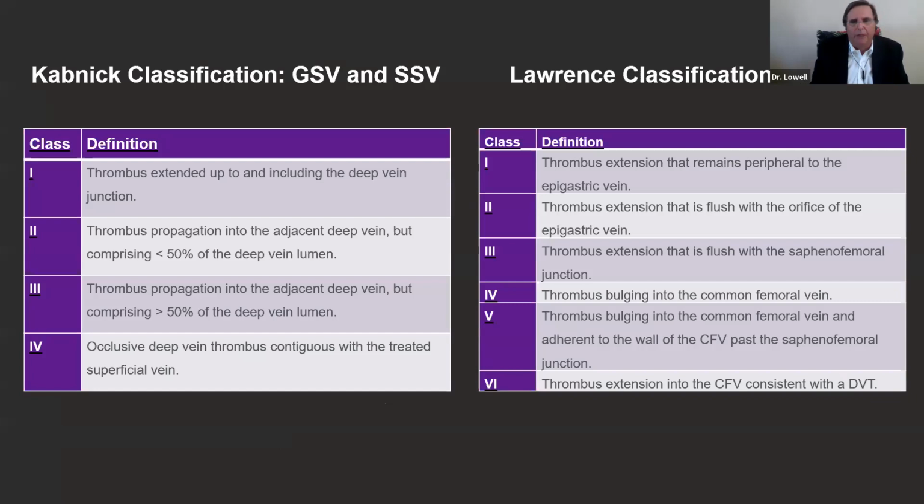If we look at the Kabnick classification, for the great saphenous vein and small saphenous vein, and the Lawrence classification for the great saphenous vein, you can see really that there is a difference in terms of simplicity.